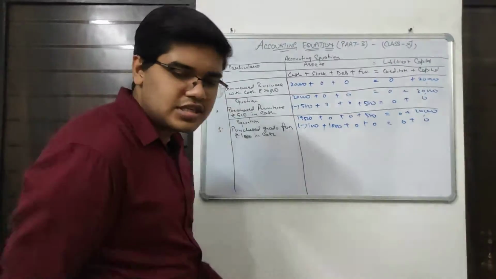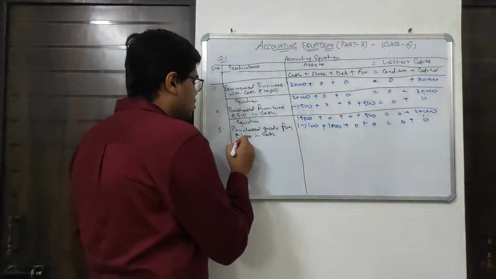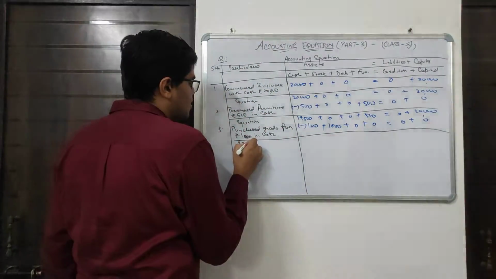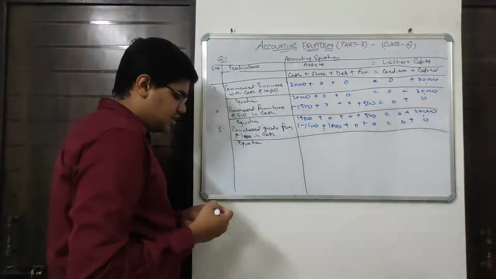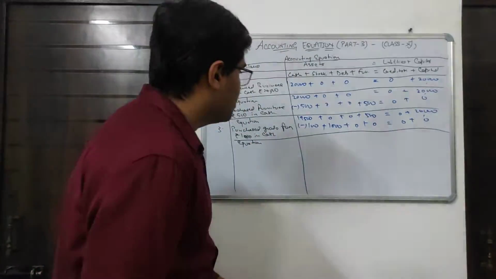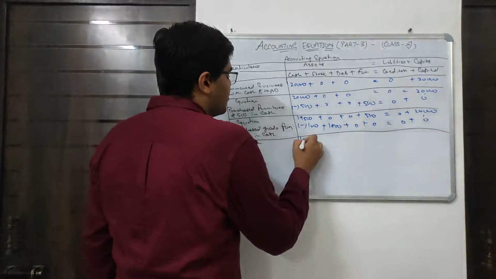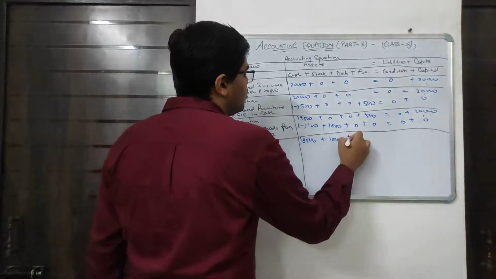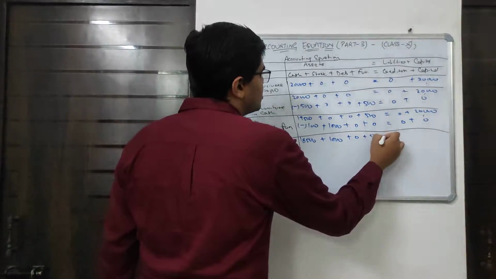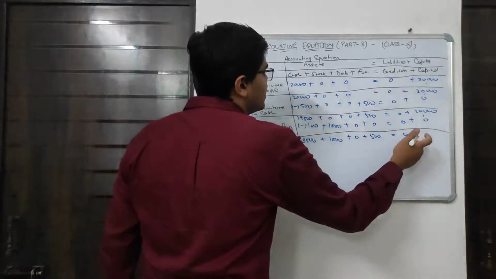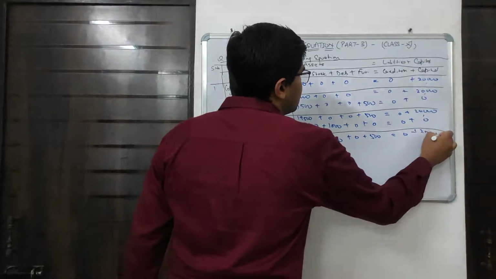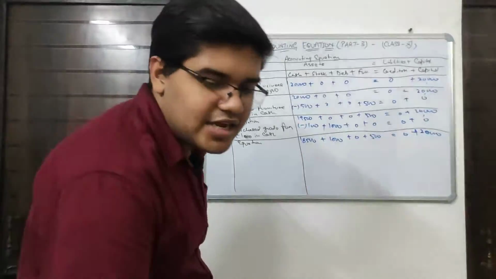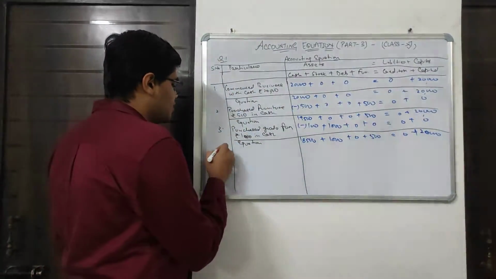So again the equation gets framed. What will be our equation? Our equation will be 18,500 in cash, 1,000 in stock, no change in debtor, 500 in furniture, 0, no change in creditor, and plus 20,000 in capital. Now moving on to the fourth transaction. Now what is the fourth transaction given?